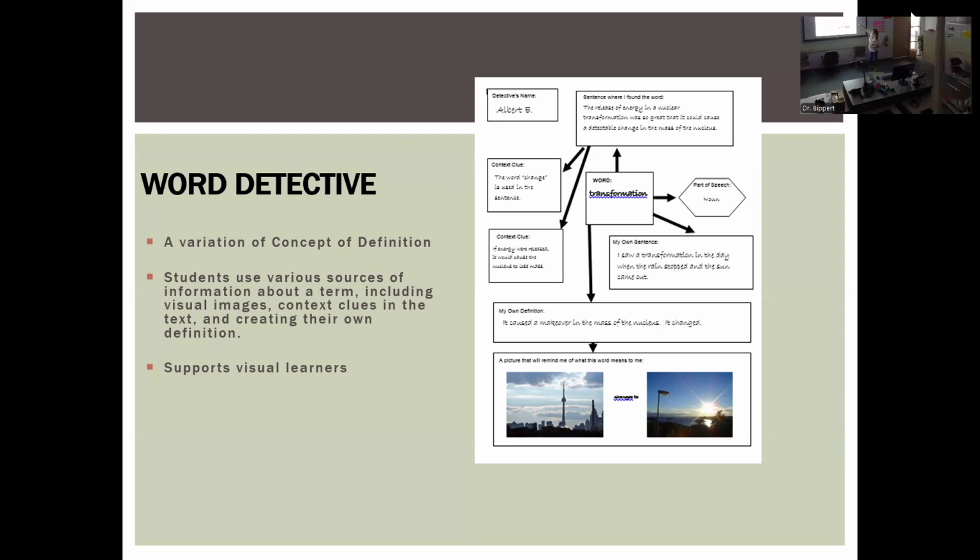Here the word is transformation. And of course, transformation is kind of hard to draw, but here the student was able to pull in some images off the internet. And you've got your, where did I find it in the book? What were the context clues? Y'all know what context clues are? What words in the book or the story or the paragraph gave me hints to what it means? What part of speech is it? My own sentence, my own definition, and then an image, okay?